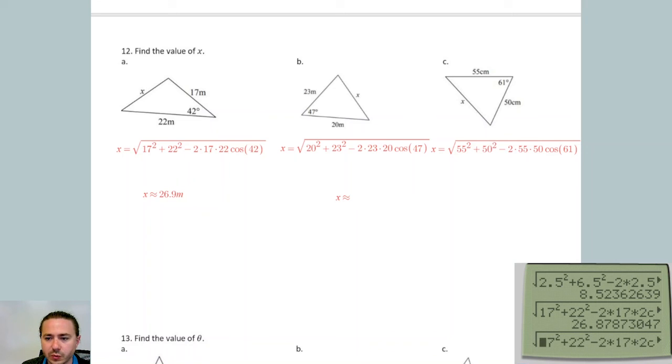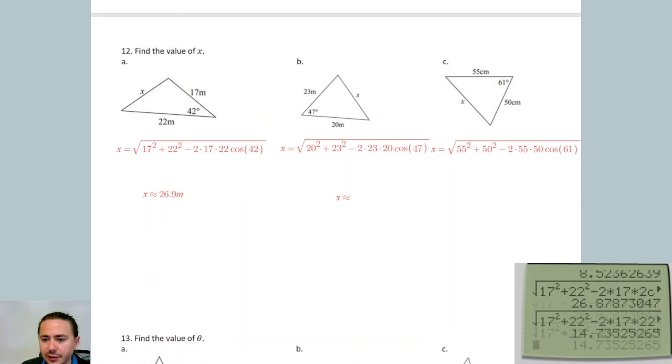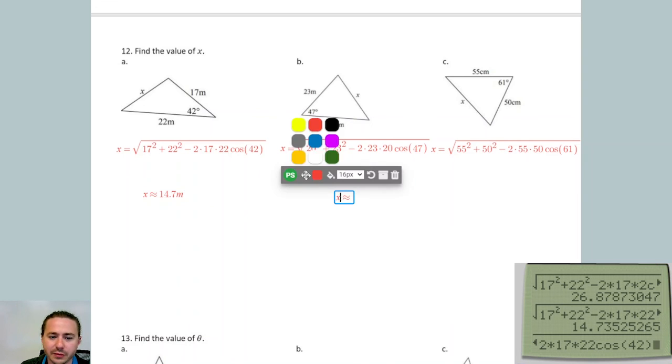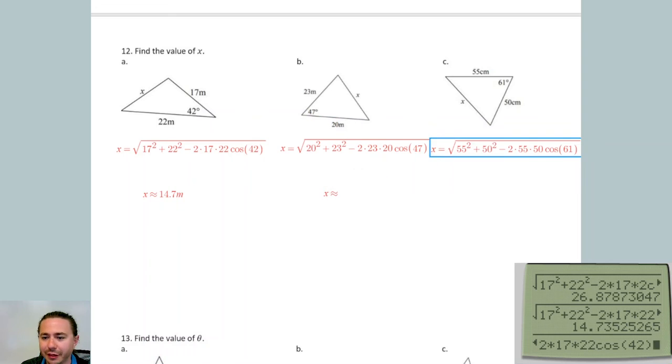17 squared plus 22 squared minus 2 times 17 times 22 times the cosine. Okay. So yeah, nope, that's not right. It's 14.7. Okay. Come on, Mr. Schuler. Let's get like 3 in a row here where we don't make any mistakes.